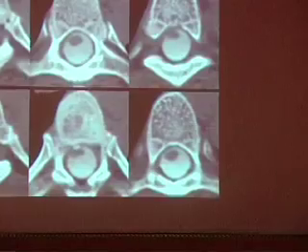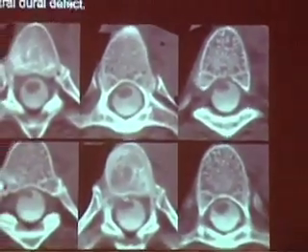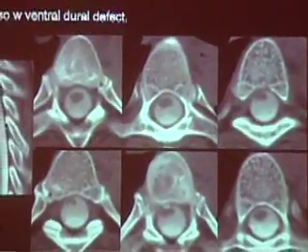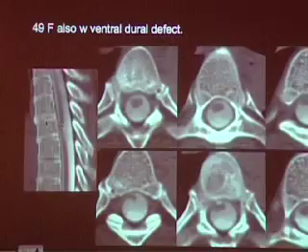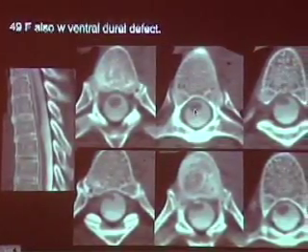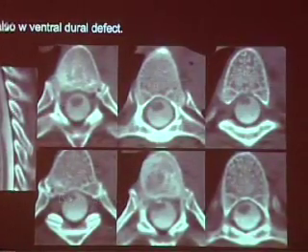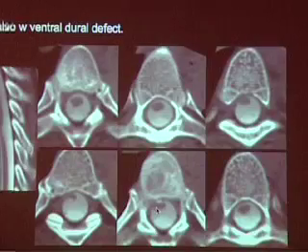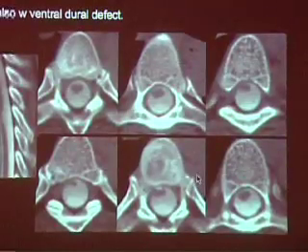Here's another patient with classic findings of a ventral dural defect shown on myelography. On the sagittal reconstruction, we see that funky little ventral jog of the spinal cord. On axial images, the cord's pretty normal, but it's a little small. The cord is moving forward, the cord pokes out a little defect, and then we come back down to a relatively normal level of the spinal cord. So it's important to recognize that.